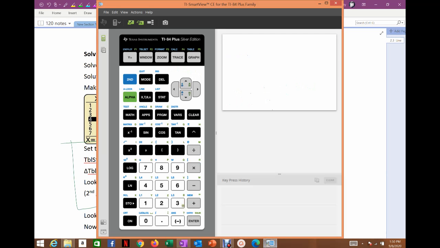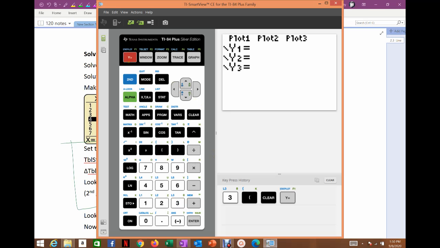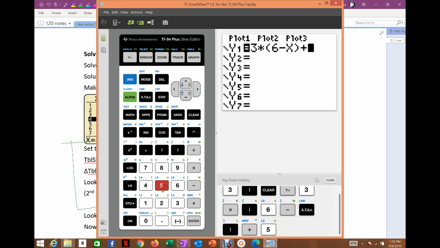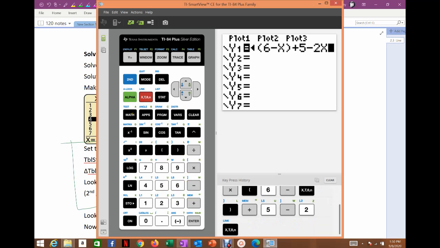So I'm going to go to my Y=, plug in my equation carefully. So it was 3 times parentheses. Oops, that's not my equation. I have to find the equal to. Alright, plug in my equation. 3 times parentheses 6 minus x in parentheses plus 5 minus 2x. Alright, make sure I typed it in correctly.